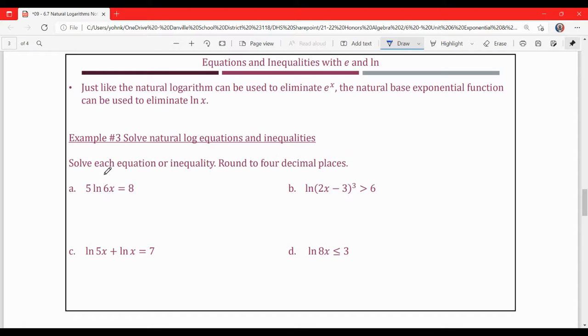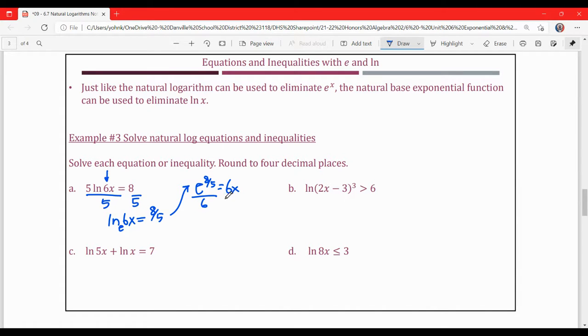In letter A, 5 ln 6x equals 8. I need to get the ln 6x by itself, so I'm going to divide by 5. ln 6x equals 8/5. I don't know how to solve it the way it is, but I can introduce a little e. So I can change it to exponential and say e to the 8/5 equals 6x.